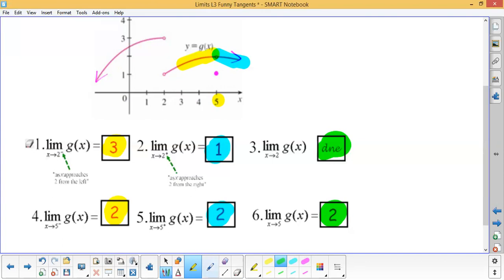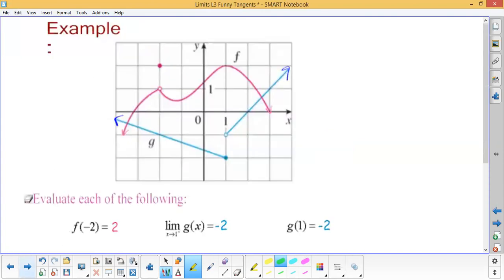Okay, let's move to another example. So here we have two different graphs, the f of x graph and a g of x graph. The f of x graph is in purple and the g of x graph is in blue. When you're doing these questions, you have to be very careful, because even myself, when I was teaching this morning's class, I automatically was attracted to the purple graph, and I had to remind myself, well, that's f of x, not g of x.